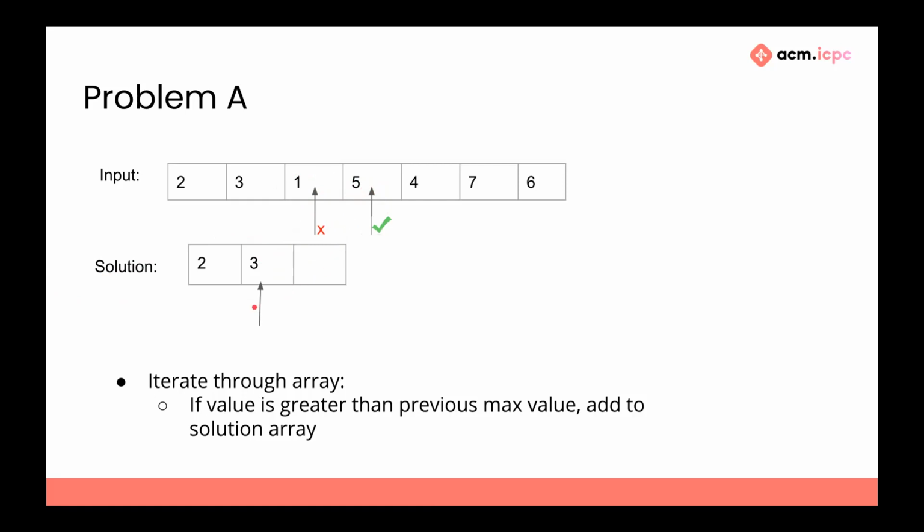So in code, how that would look is that we iterate through the array, and if the value that we're considering is greater than the previous max value, we add it to our solution array.